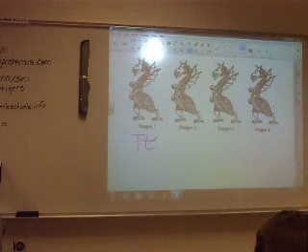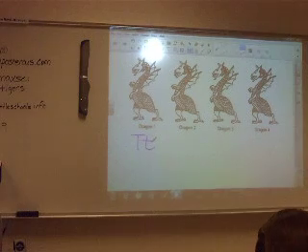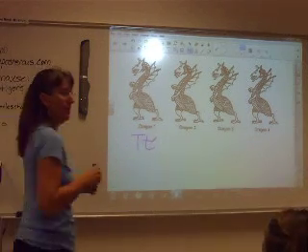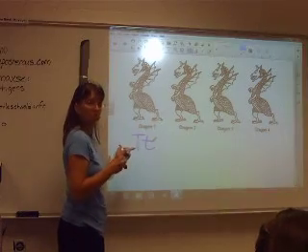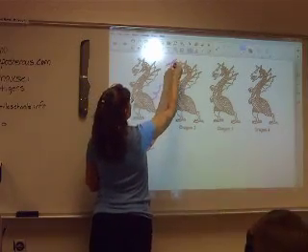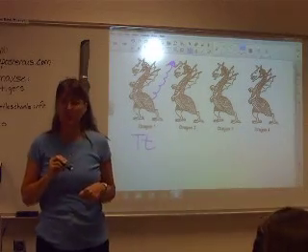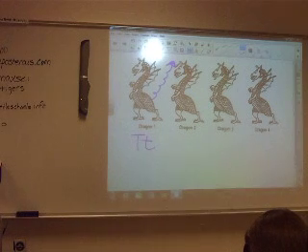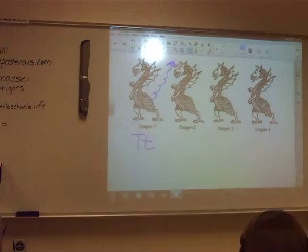Little letter B. Cassie, read little letter B. Will the baby dragons have a curly tail or straight tail? So based on this information, what kind of tail is the baby dragon going to have? Curly. Everybody agree? Yes. So write curly on your paper. And then what does little letter C say? Draw the tail. Draw a curly tail on baby dragon number 1.